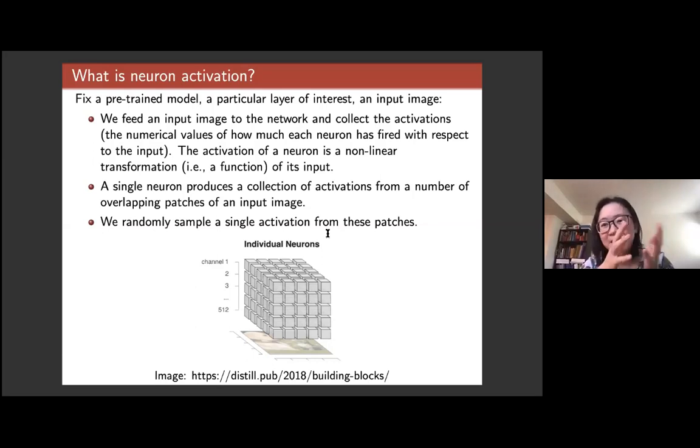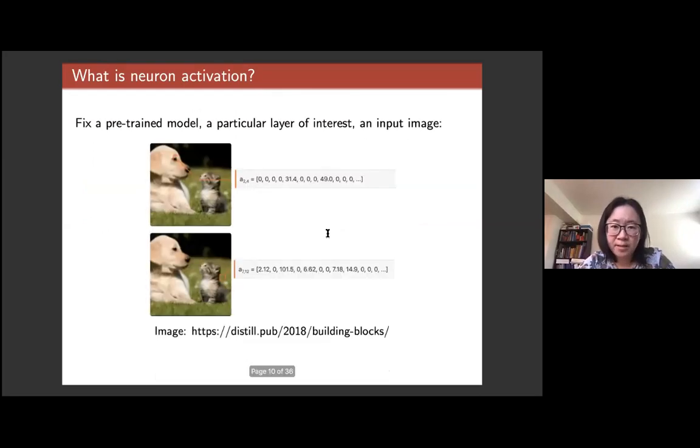But here, what we argue is that since we are taking a random patch and we have a huge amount of data fed into the neural network, the activation vector is still a good representation of the population of images, even if we're taking random patches. Okay, so a high level picture: a neural activation is essentially how a neuron reacts to a patch sampled randomly from an input image, and it's a high dimensional vector.